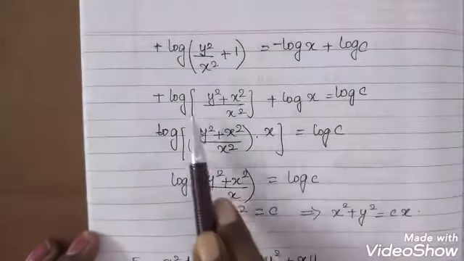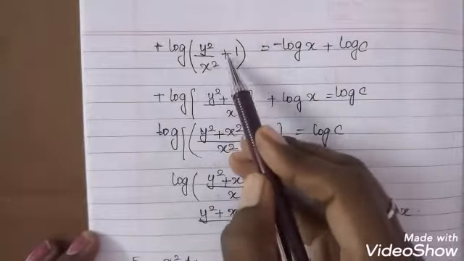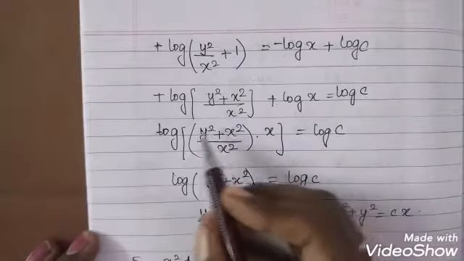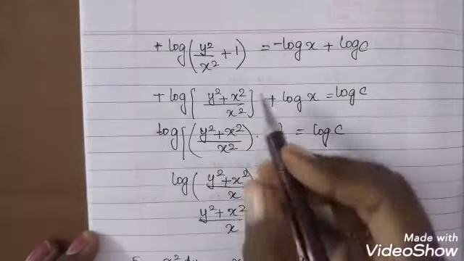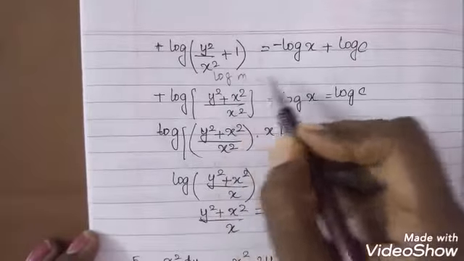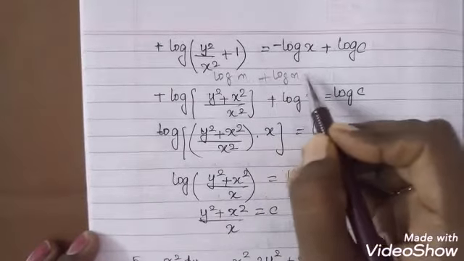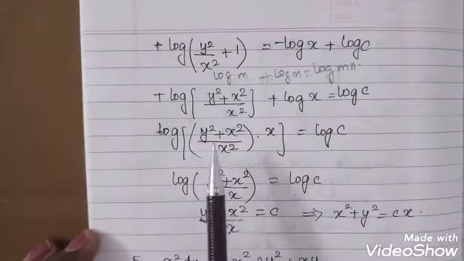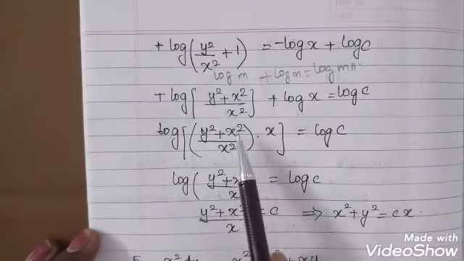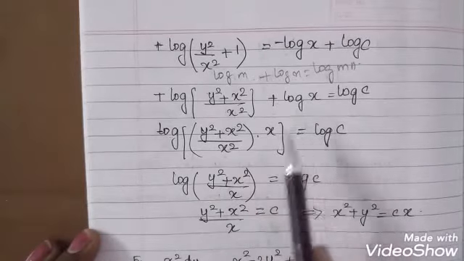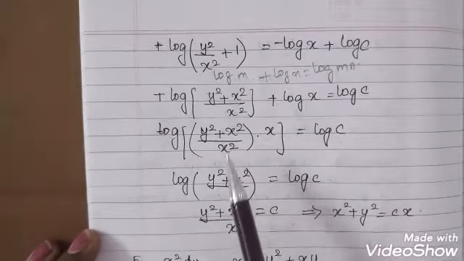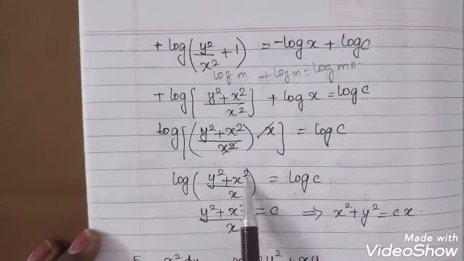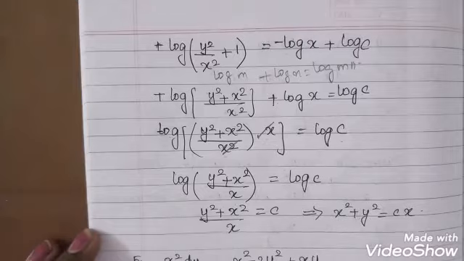So bringing it to the other side, you get log of y squared plus x squared divided by x squared, plus log x, which is equal to log c. So you have it as log of, what is it actually here? Your log m plus log n. What is log m plus log n? It is equal to log of m into n. So how do I write here? Log of y squared plus x squared divided by x squared into x, which is equal to log of a constant. So here again it gets cancelled. Log of y squared plus x squared by x, which is equal to log c.